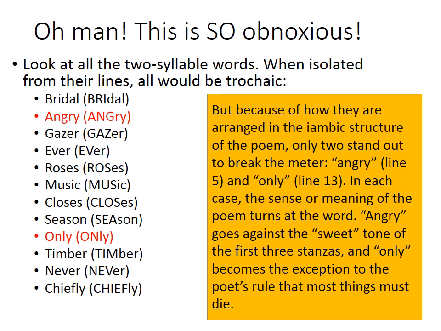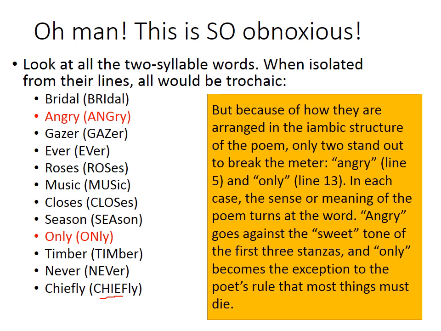All right, here's something else that someone with a lot of time on their hands found. Look at all the two-syllable words in the poem. When isolated from their lines, let's just make a list, they would all be trochaic. Bridal, angry, gazer, ever, roses, music, closes, season, only, timber, never, chiefly. And I'm artificially stressing the first syllable just to prove the point. They all start with an accented syllable.